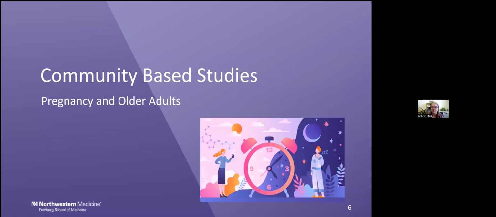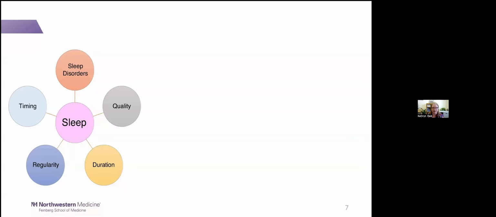So what about these community-based studies? I'm going to talk about two different studies, one in pregnancy and one in older adults. And when we talk about light, it's hard to not talk about sleep. You noticed when I was showing those activity records that the sleep-wake cycle or rest activity cycle very much impacts when we get light.